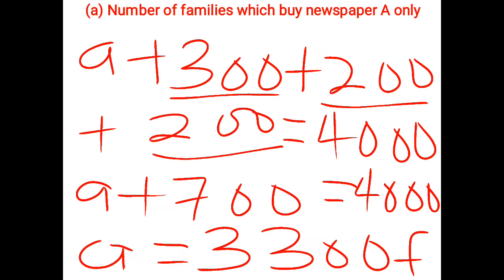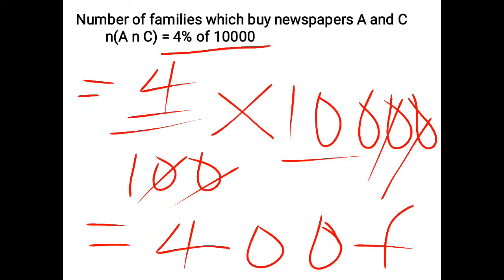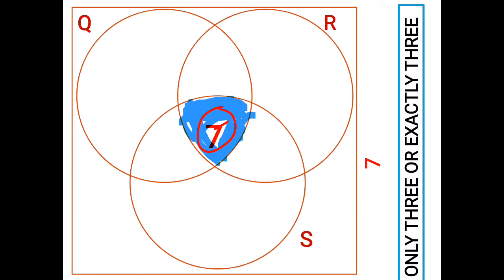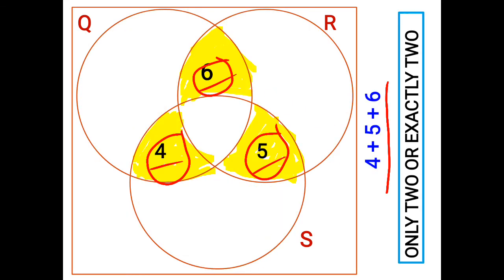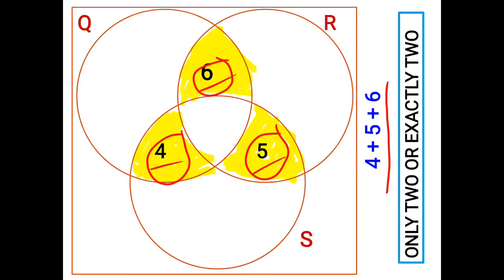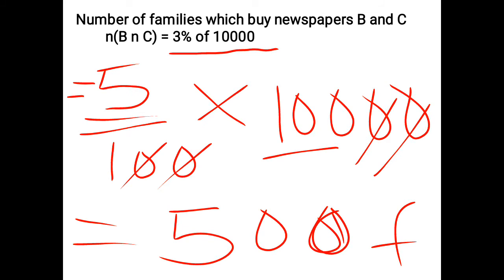Then we go to our diagram again. The last question says we should find the number of families which buy exactly two. So this is our exactly 1. We pick all the ones alone. Then this is our exactly 2. We pick all the 2 regions, and then we add them. So the same thing we are doing here, just application. So exactly 2.